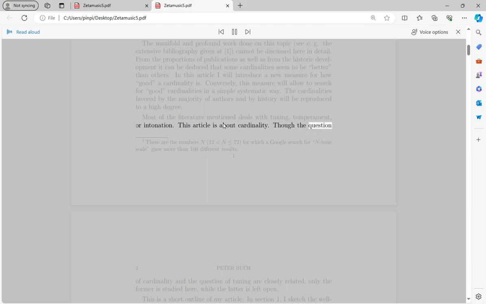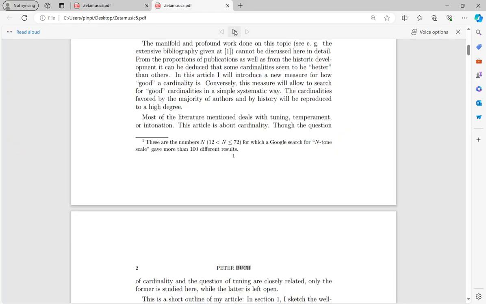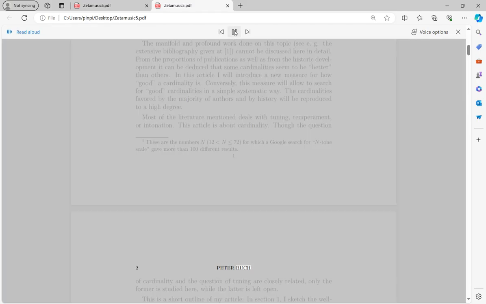Though the question of cardinality and the question of tuning are closely related, only the former is studied here, while the latter is left open.